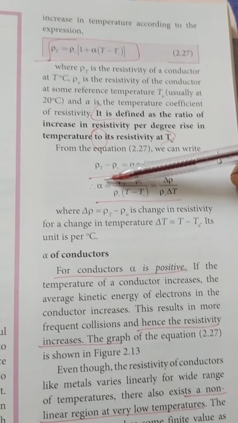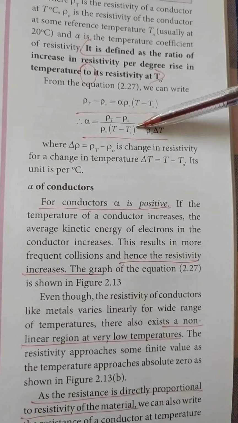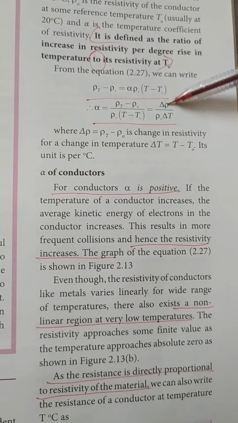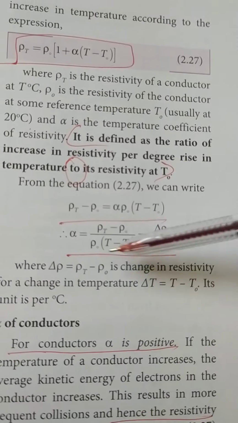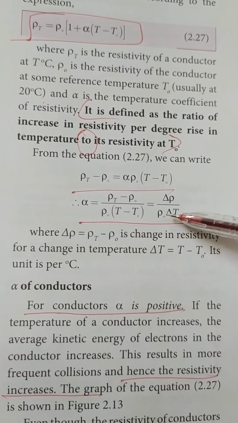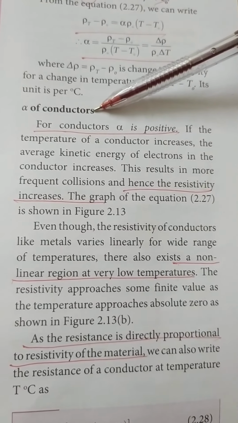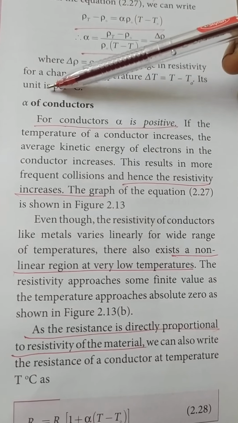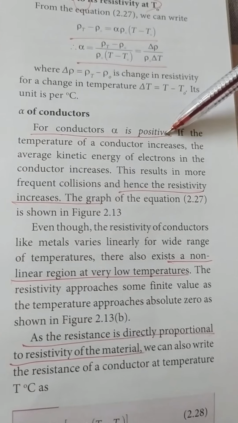Alpha is temperature coefficient of resistivity, which is given by (ρT − ρ0) / (ρ0 (T − T0)). Here delta ρ is change in resistivity and delta T is change in temperature. So the main formula is α = Δρ / (ρ ΔT). So this is over. Next, alpha of conductors, and conductors means which can conduct current easily, and alpha is temperature coefficient of resistivity. For conductors, alpha is positive.